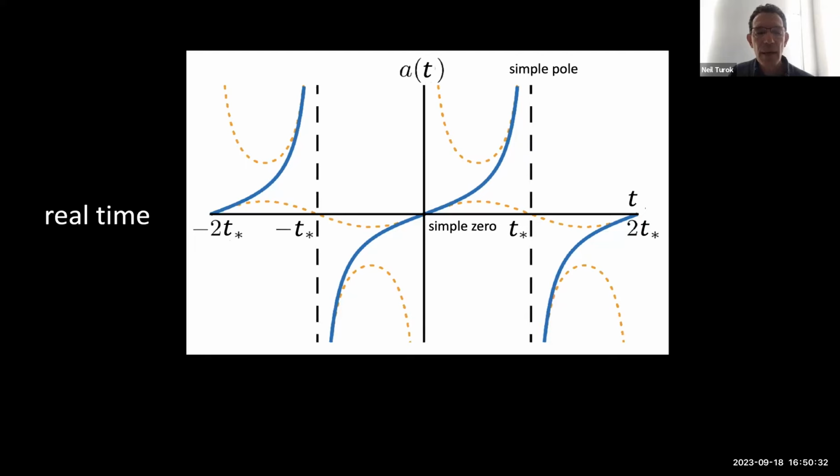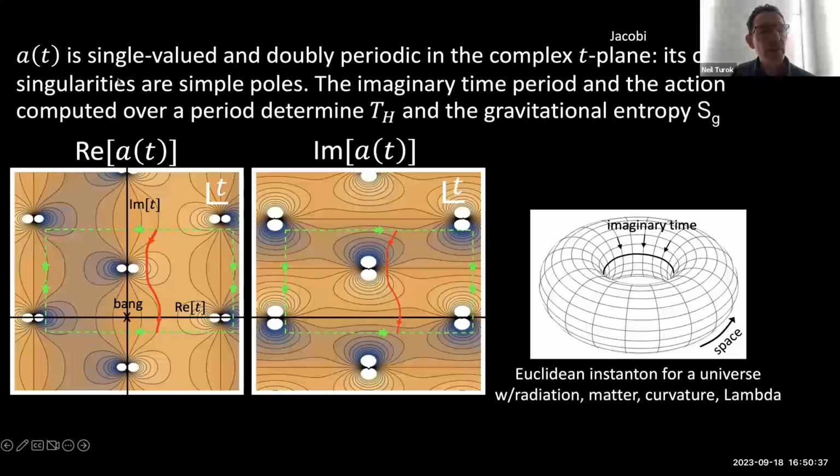So what we're interested in is the properties of these solutions in complex time, and in particular imaginary time. They are doubly periodic in the complex T-plane, and their only singularities are simple poles. That's easy to see from the differential equation. The imaginary time period and the action computed over an imaginary time period determine the Hawking temperature and the gravitational entropy.